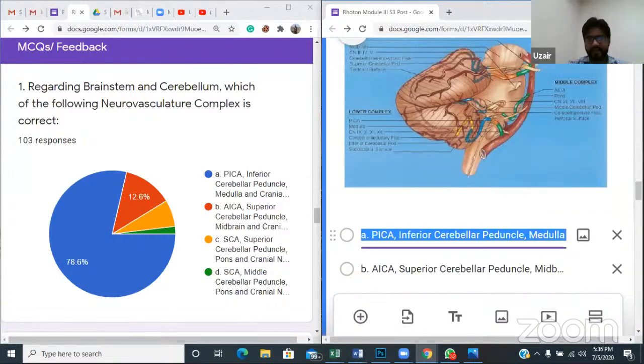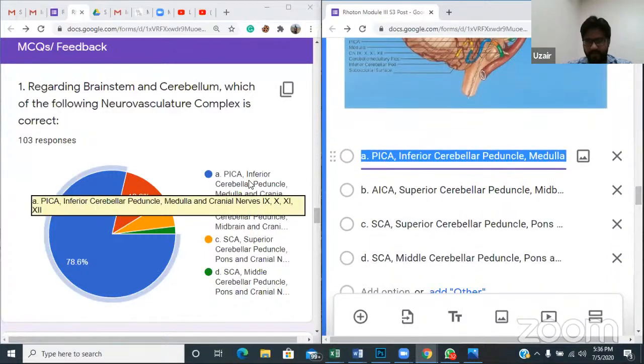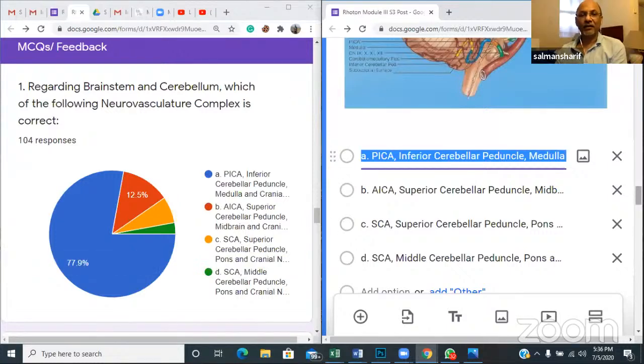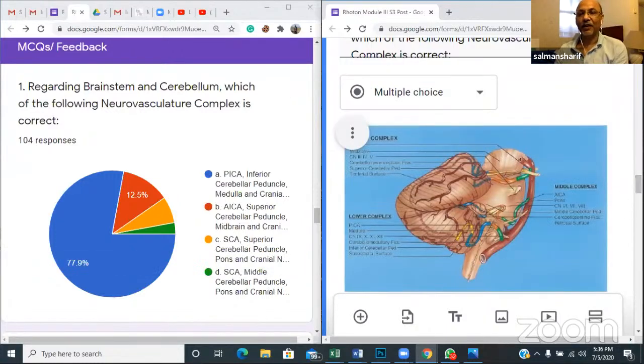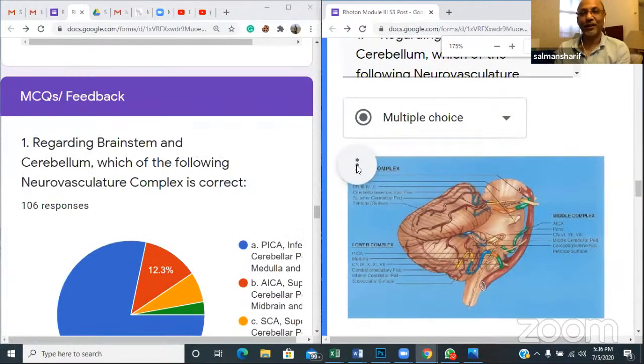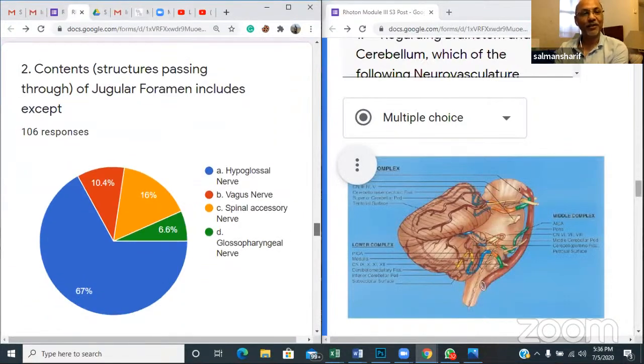So the correct answer was posterior inferior cerebellar artery, inferior cerebellar peduncle, medulla, and the lower 3 cranial nerves. So the diagram I've already shown. Can we show the diagram again? Imad, kindly enlarge the diagram. Okay, it's fine. We have seen it quite a few times. Let's go on to the next question. It's a simple question. Go on.